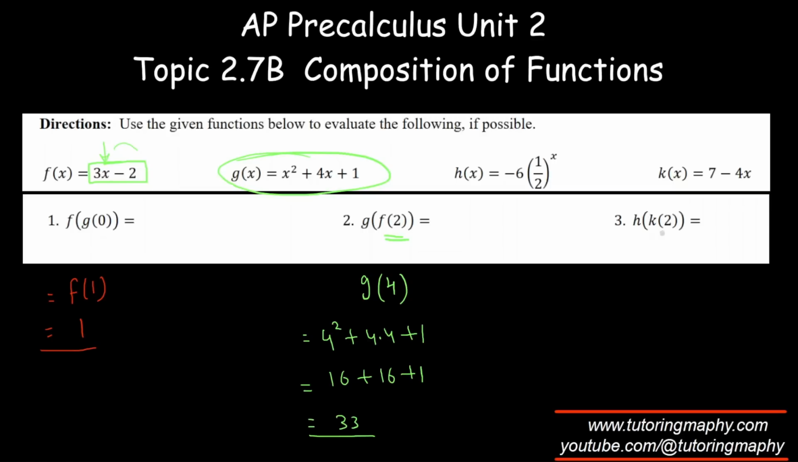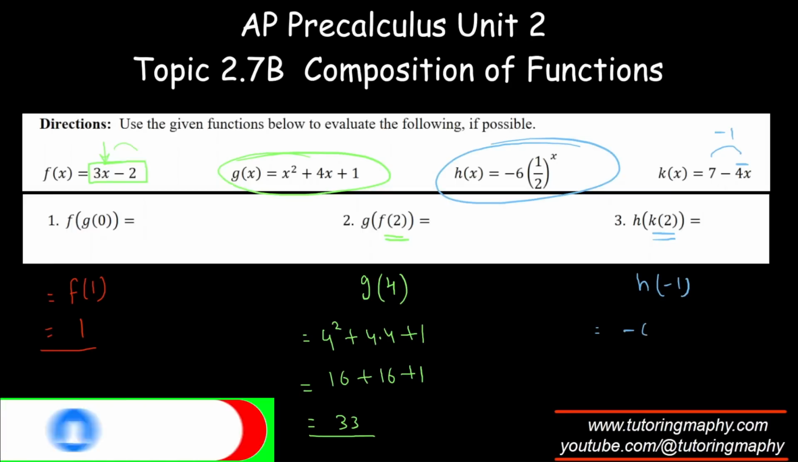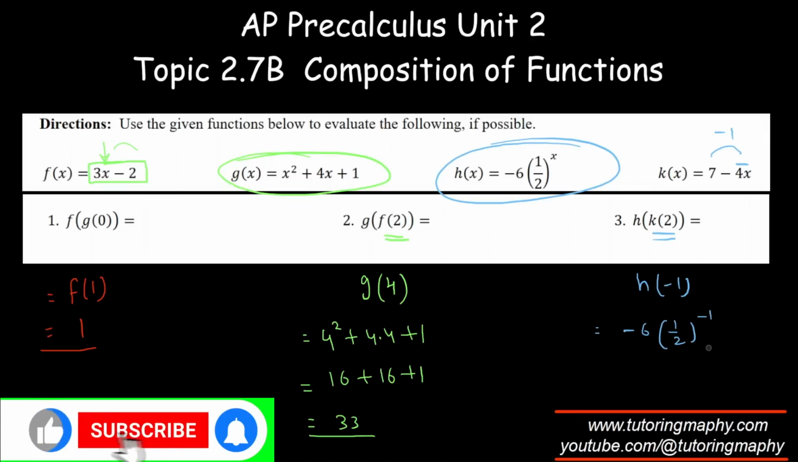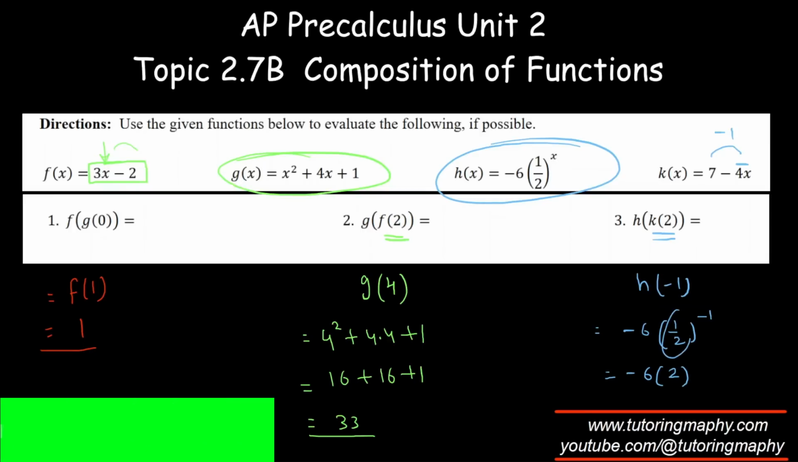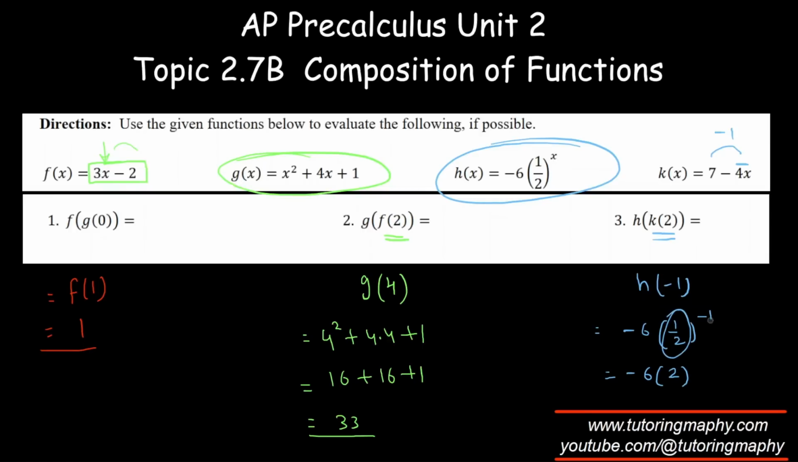All right. h of k of 2, so we replace x with 2 in k over here. So 4 times 2 is 8, 7 minus 8 is negative 1. So I'm looking for h of negative 1, and if I put negative 1 here, I'm going to get negative 6 times 1 over 2 raised to negative 1, which is negative 6 times 2, because negative 1 basically means that I take the reciprocal of this thing to make it positive. And negative 6 times 2 is negative 12. So that's the answer for this question.